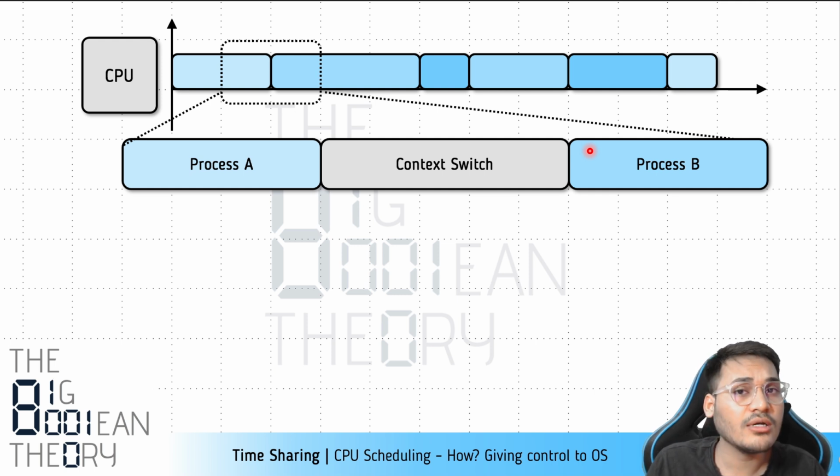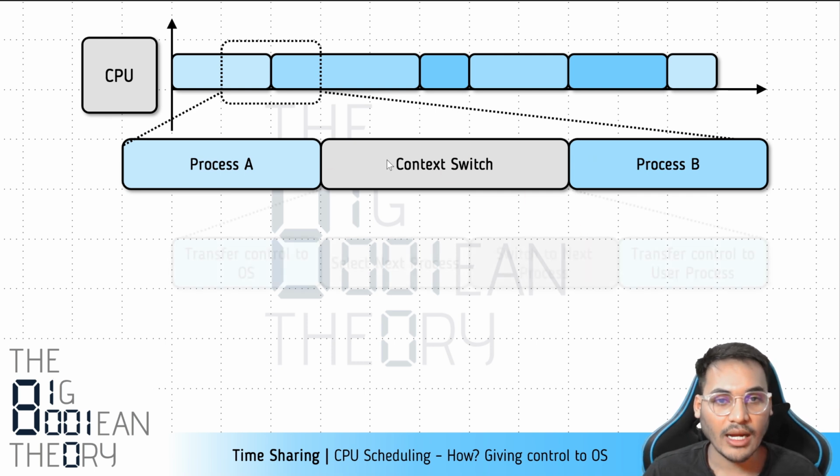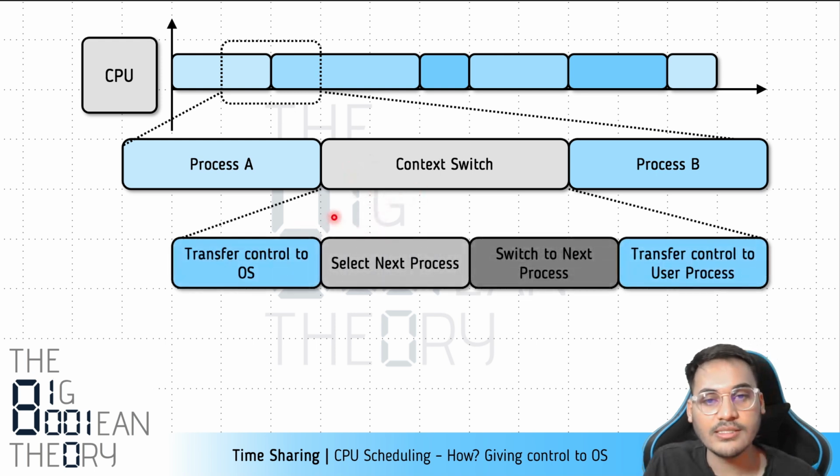So making the context switch possible is also part of the how question. So let's see what other things are part of the how question. If you expand this context switch, you'll see what all the things are happening. First thing you have to do is transfer control to the OS. Then, once the control is with the operating system, the operating system can select some other process to run. This is just selection, right?